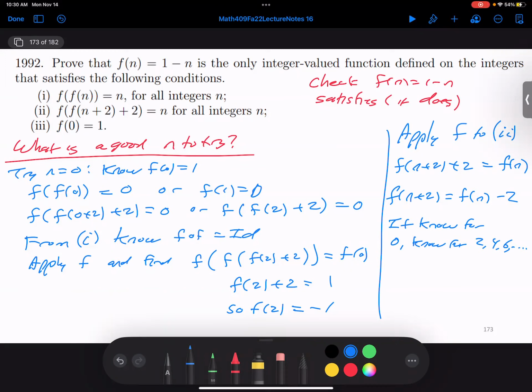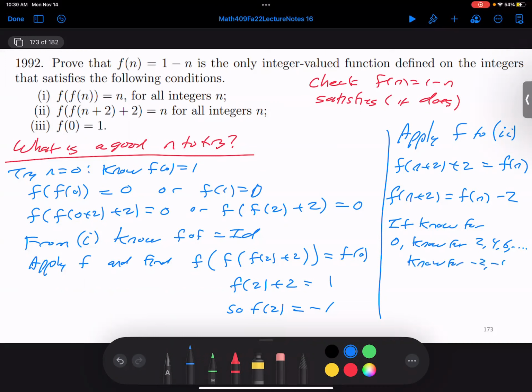Do you agree that if we know that f of n is 1 minus n for 0, we now get it for 0 plus 2. And then we would know it for 2, so now we get it for 4. If we know it for 4, we know it for 6. So we can march up. Can we march backwards? Just do it the other way. Assume we know it for n plus 2, and now we get it for n. So it can go backwards.